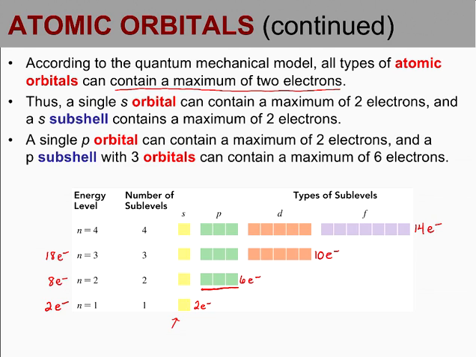And then in energy level 4, we can have 14 more electrons. So let's see, 18 plus 14. So that would be 32 electrons.